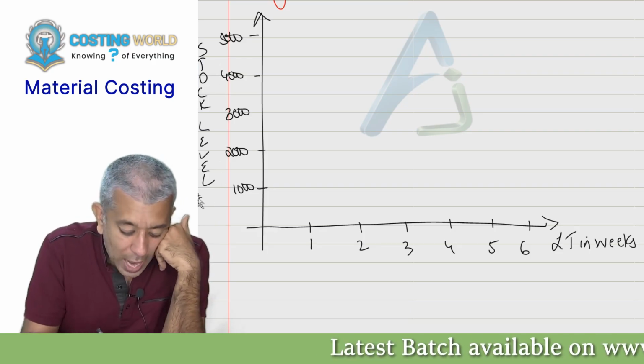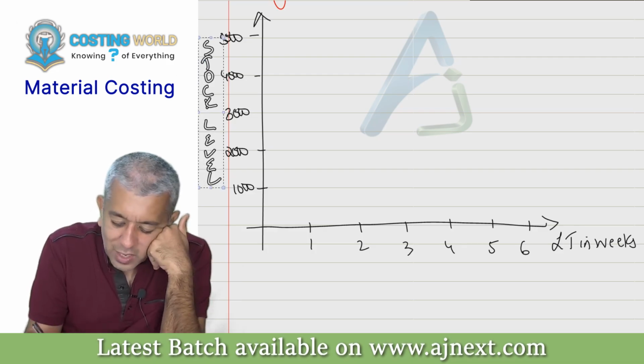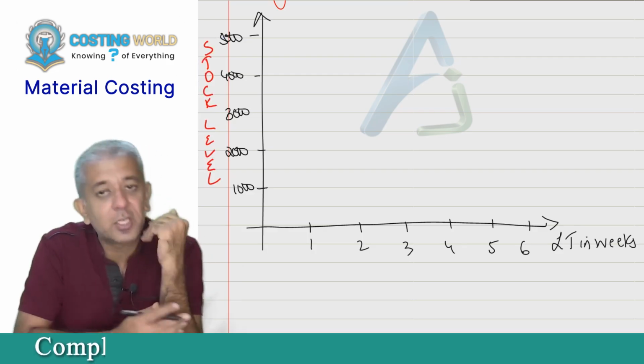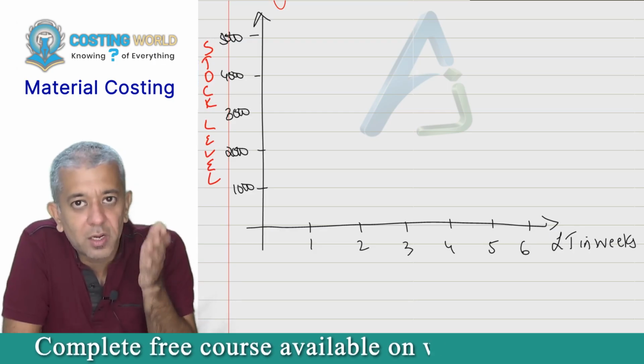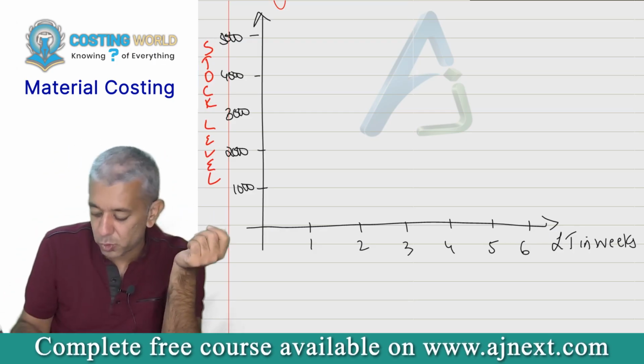2400. That is your ROQ. Okay. But when will you order? When stock level in this particular case will touch reorder level. Okay. You order when stock level touches reorder level. And now I can try to tell you few things with numbers also.